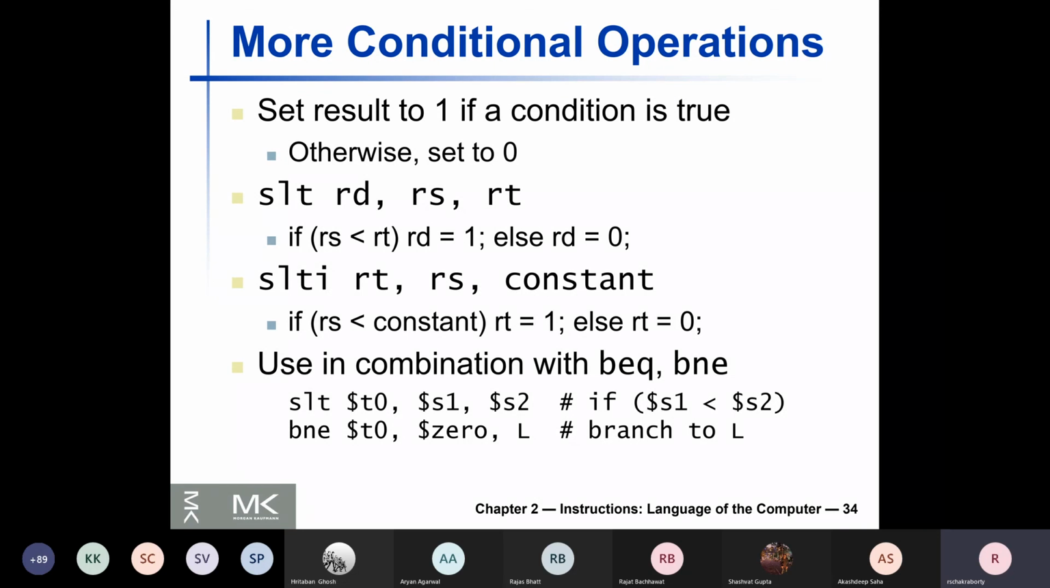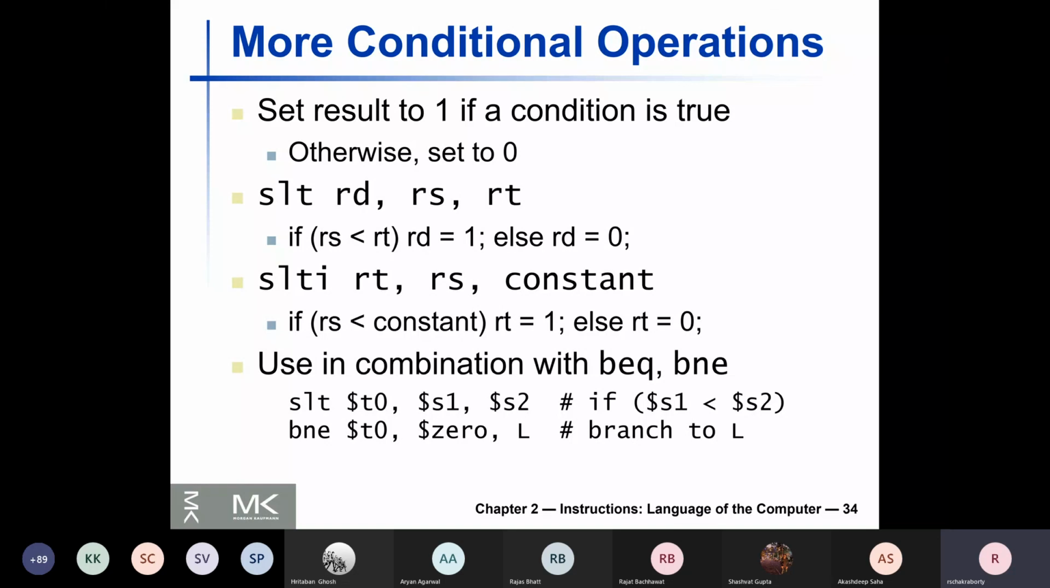SLTI is similar to SLT, just that the second operand is now a constant. Again, it operates in a 2's complement interpretation fashion. You compare the content of the register RS with a constant. If the comparison succeeds and RS is smaller than the constant, then the register RT is set, that is, it is set to the numerical value 1. Else RT is completely reset.